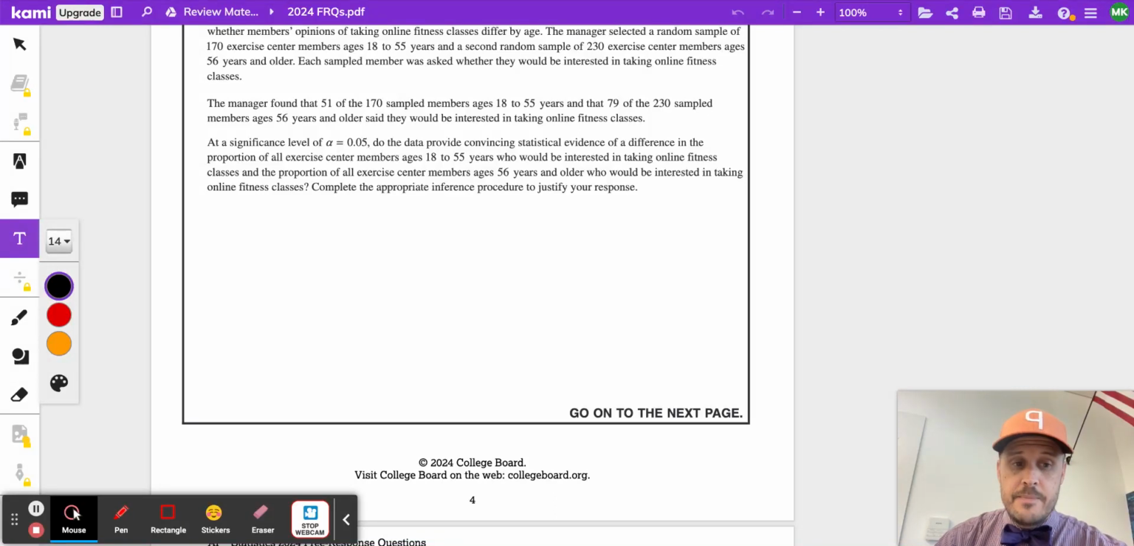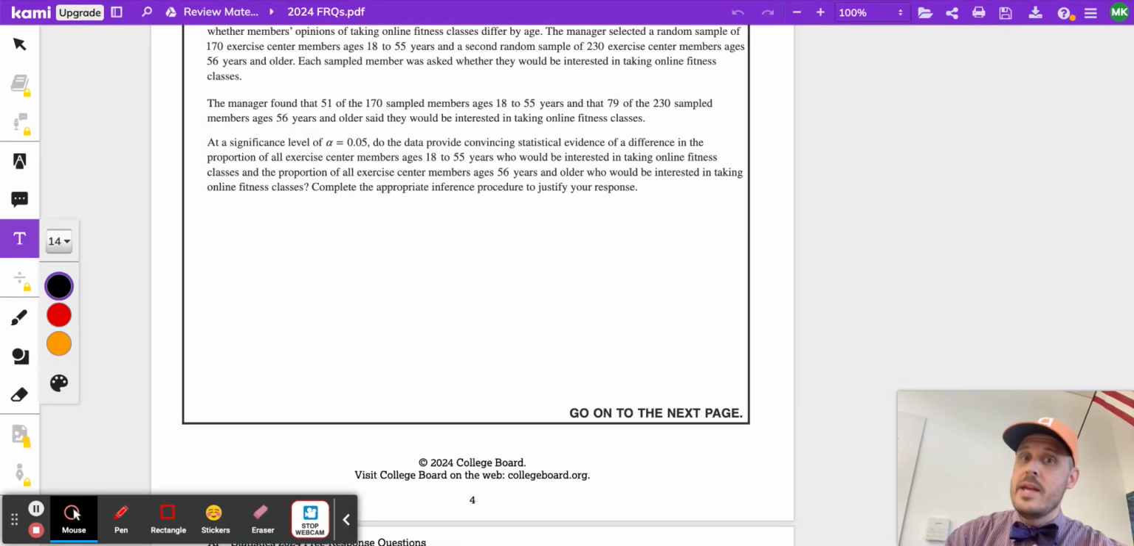And then checking your conditions, you want to take the number of successes, which is right here, 51, and the number of failures is just 170 minus 51 is 119. The number of successes and the number of failures, 230 minus 79, are all greater than or equal to 10. And therefore, the sampling distributions are all approximately normal. I think you can also use an n greater than or equal to 5 when it's a two sample z test for proportions as well.